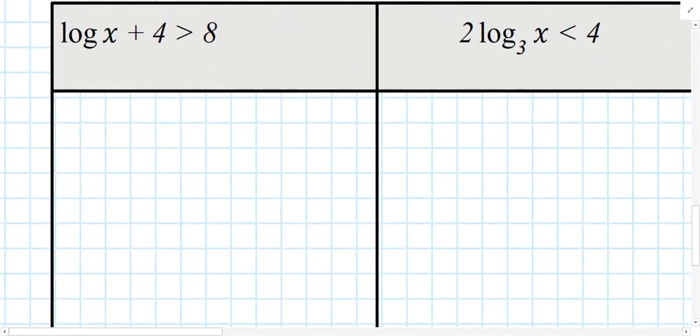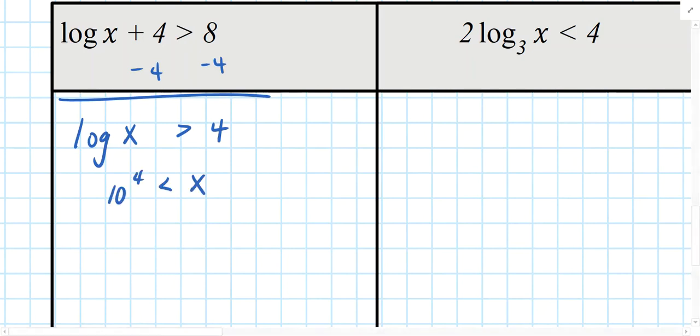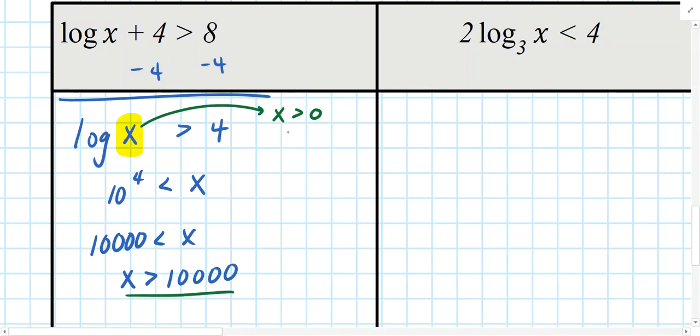So, in the first example, we should isolate the logarithm and rewrite as 10 to the power of 4 is less than x. Remember, we need to switch the direction of the inequality. Therefore, 10,000 is less than x, or in other words, x must be greater than 10,000. Before we commit to this as a final answer, please confirm that these numbers ensure the argument of the logarithm is positive. When x is greater than 10,000, then of course x is greater than 0.